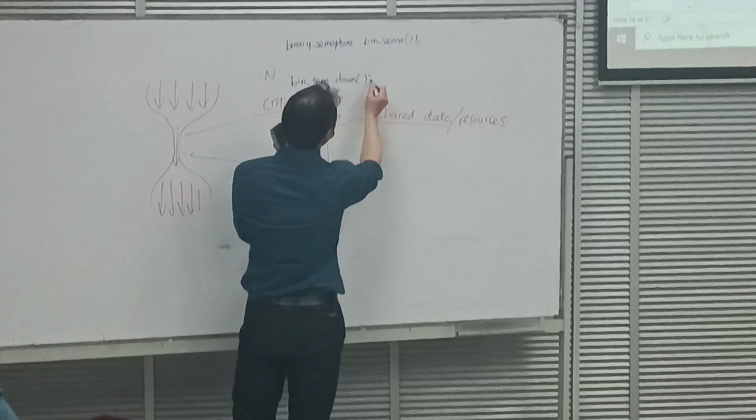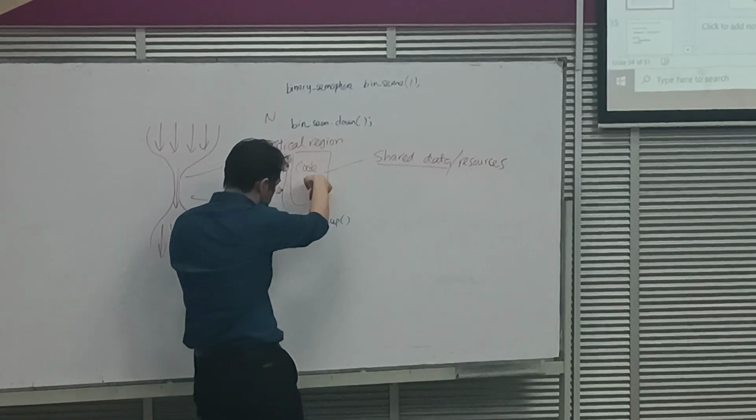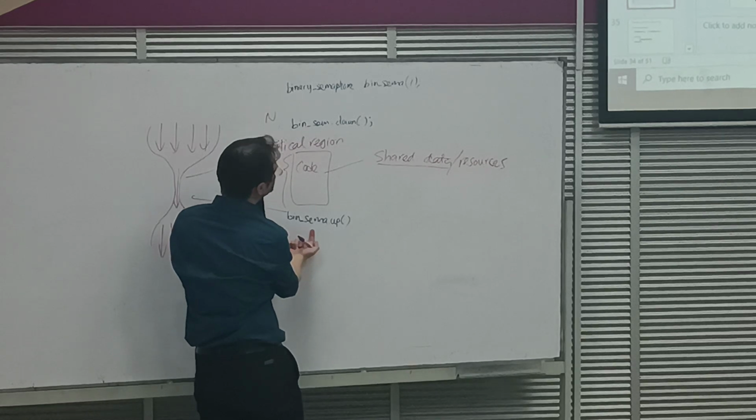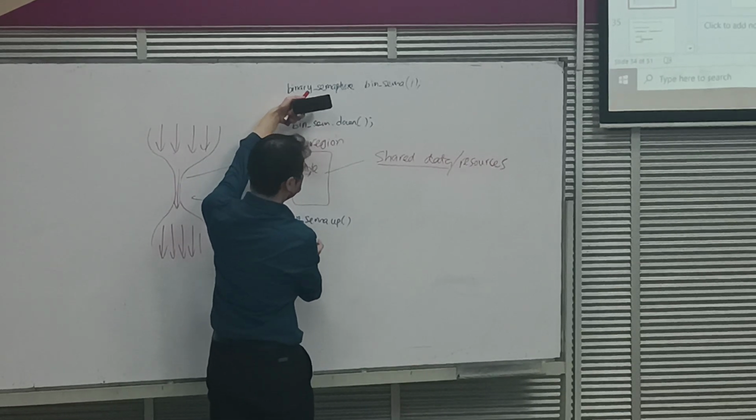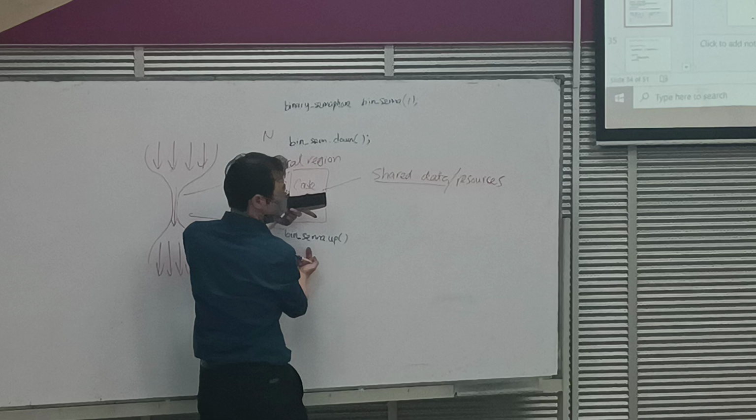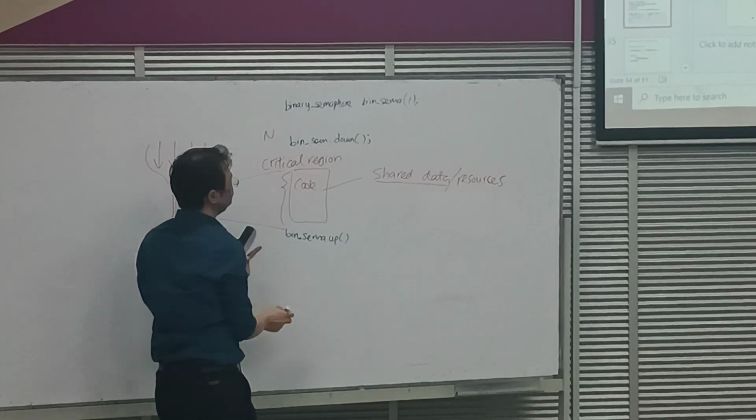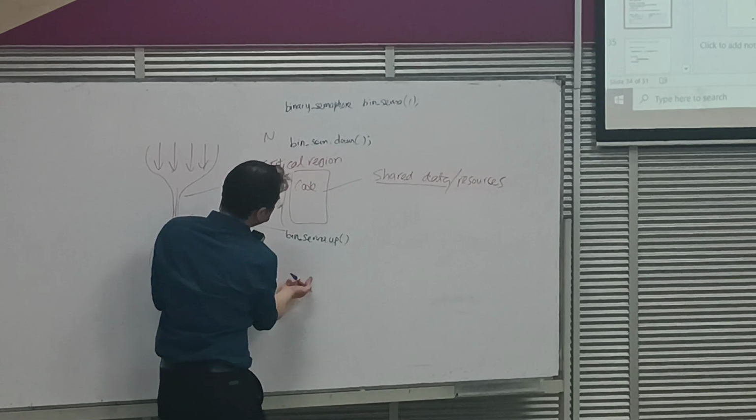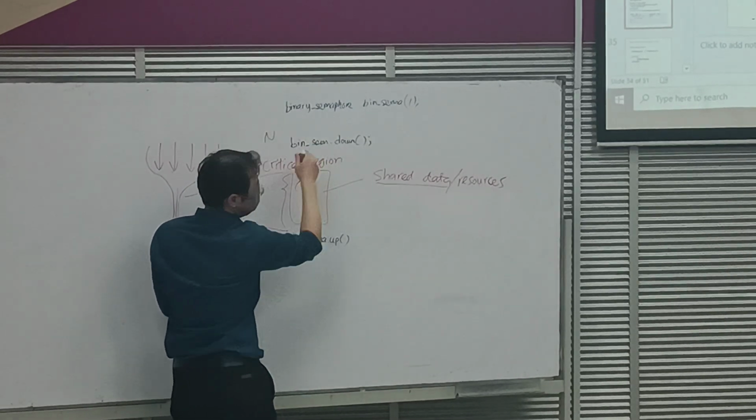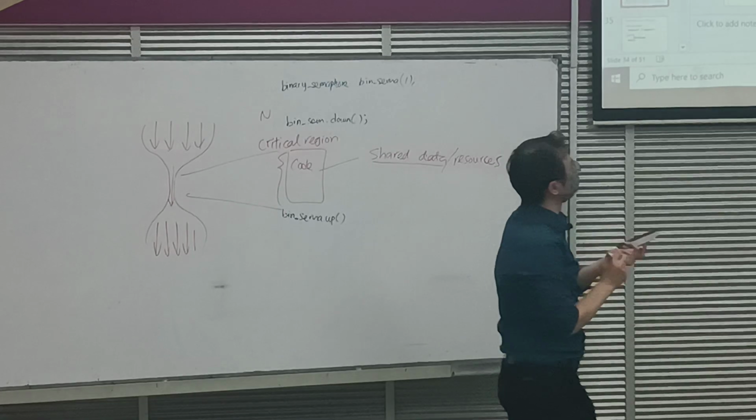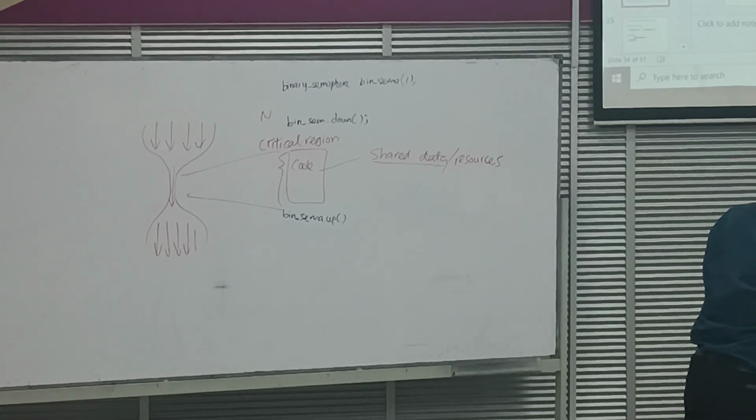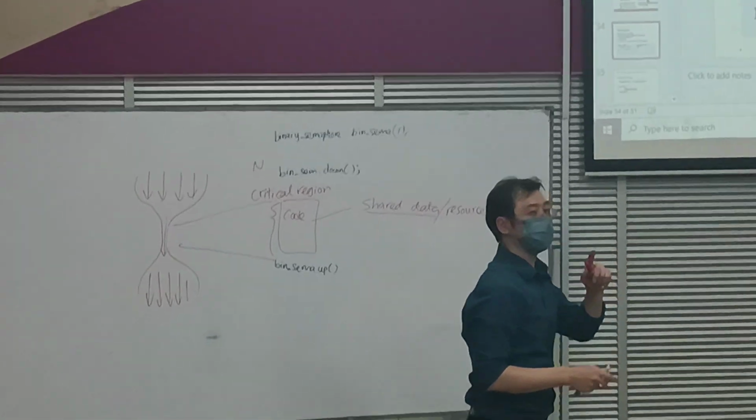So you do a down. If it's successful, you enter, and then you do an up, so that the rest of the threads that come in will be able to enter. But you ensure only one thread enters. Once the thread exits, you signal to the others. So that is how the synchronization happens. Is that clear?